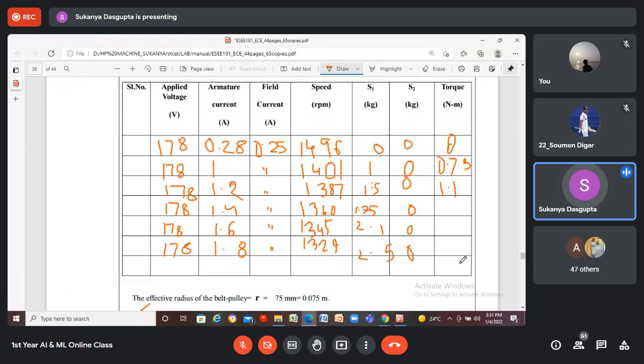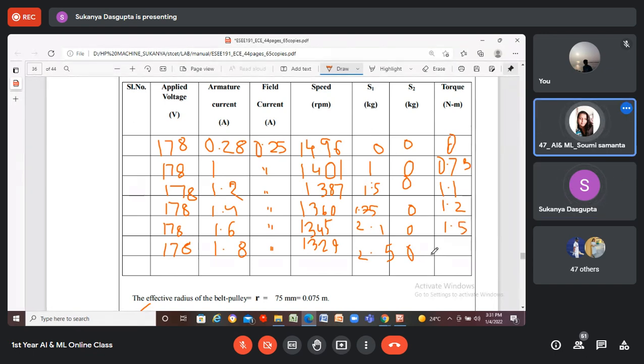What is the value of torque for the third reading? Not third, fourth one. 1.2. For second last, what is the value? 1.5. For the last reading, 1.8.